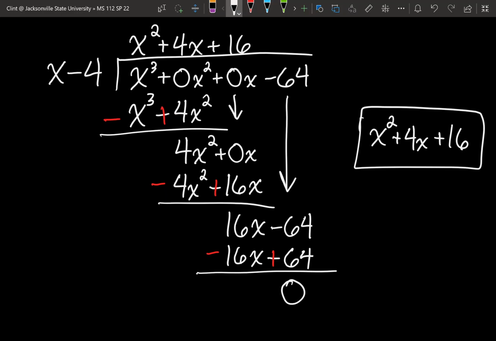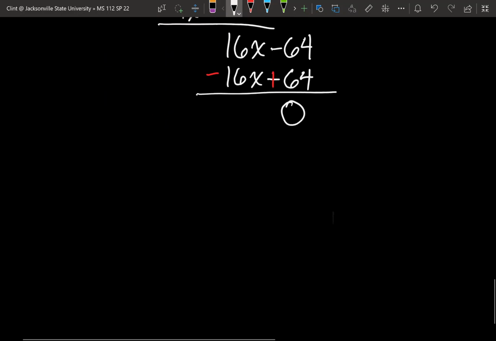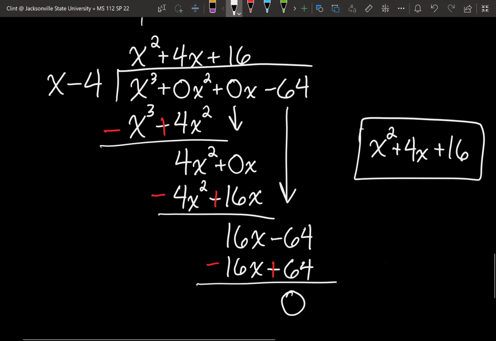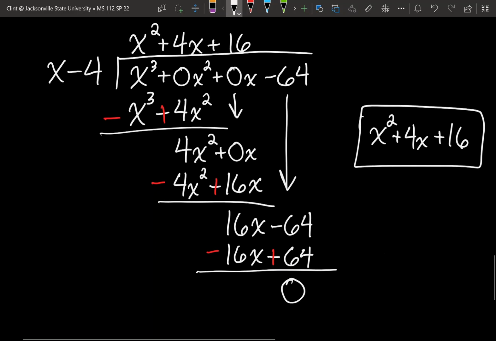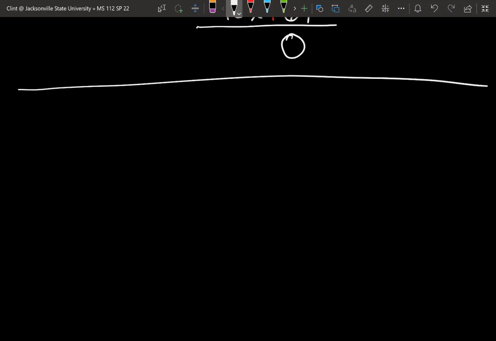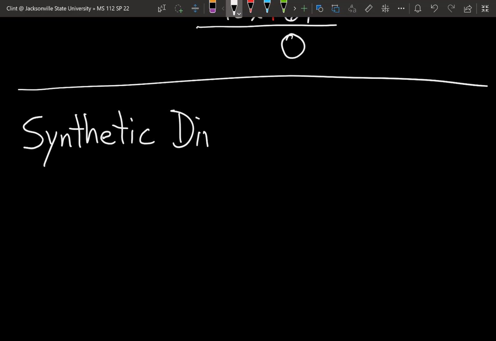Okay, so let's look at our other method. Long division always works. You can divide any polynomial by any polynomial using long division. But it takes up a lot of room and it takes a minute to do. So that's kind of the downside. Our other option, sometimes called synthetic division.